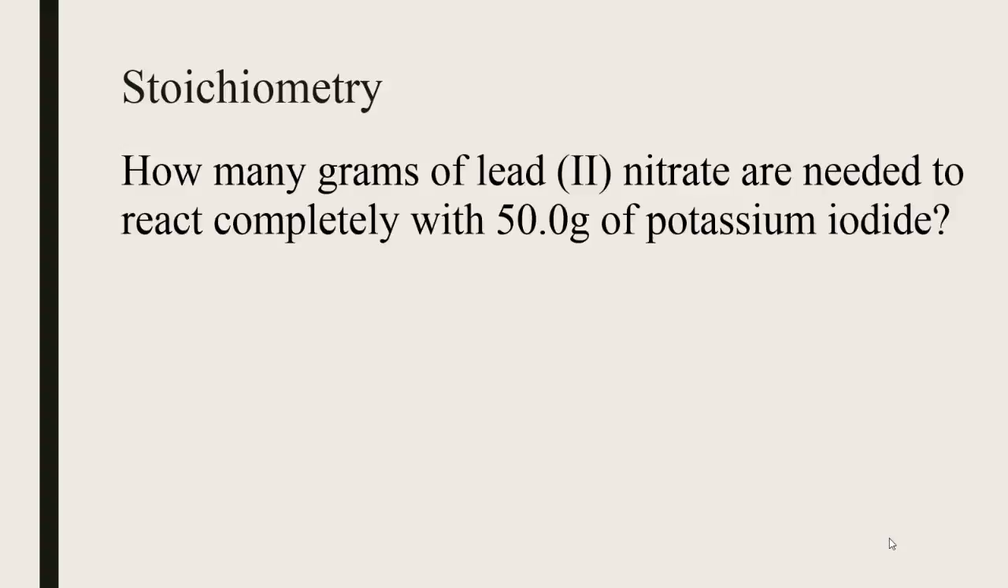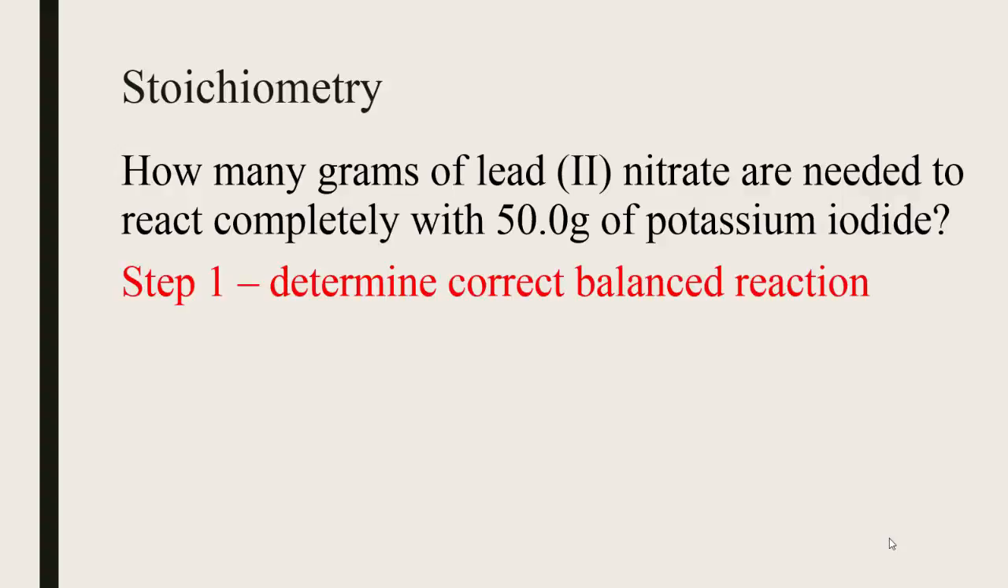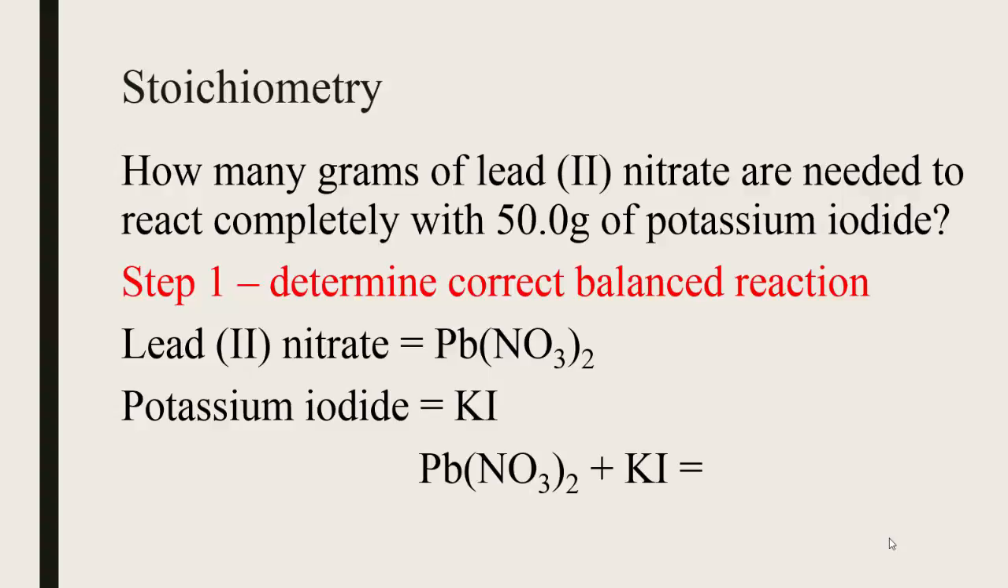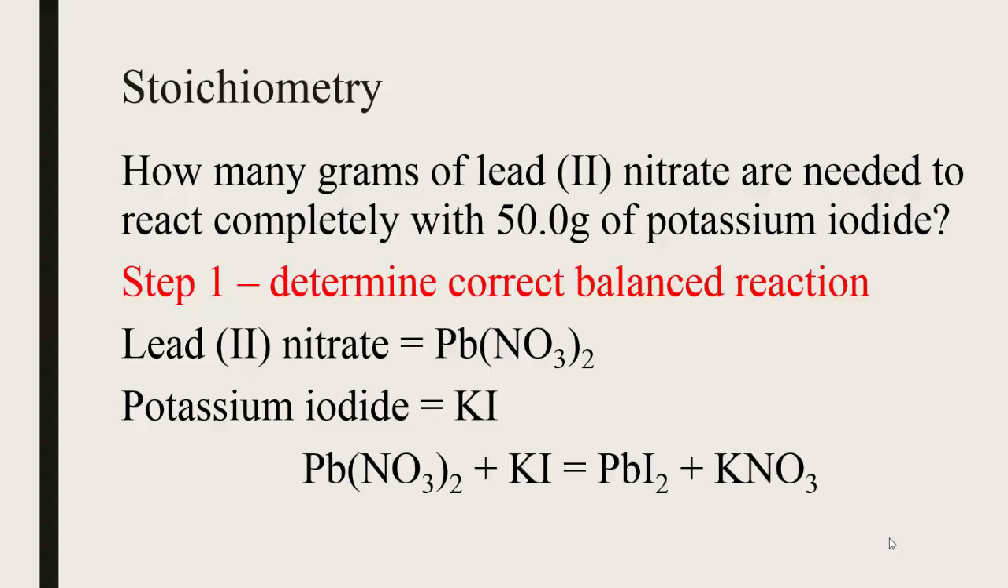Supposing you have some lead-2 nitrate. You want it to react with 50.0 grams of potassium iodide. How many grams of the lead-2 nitrate will you need? Well, we're going to figure that out. Step 1, we need the correct balanced reaction. So you have the lead-2 nitrate and potassium iodide. They're going to react. It's a double replacement reaction. And so you end up with these products.